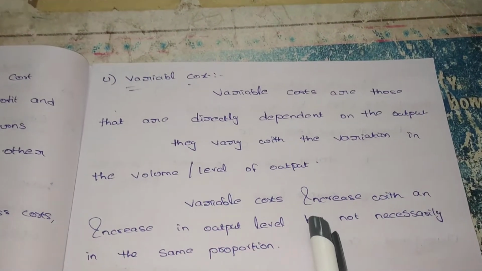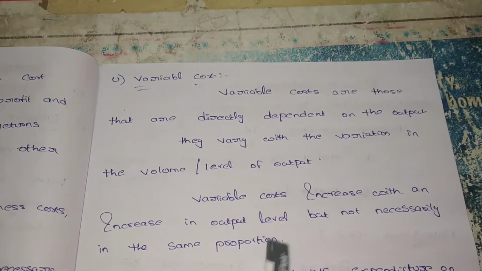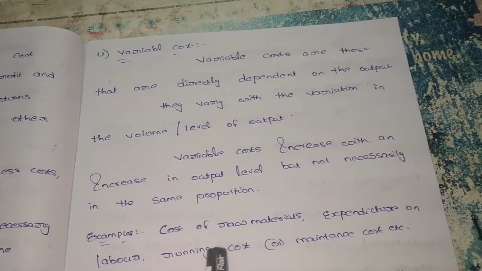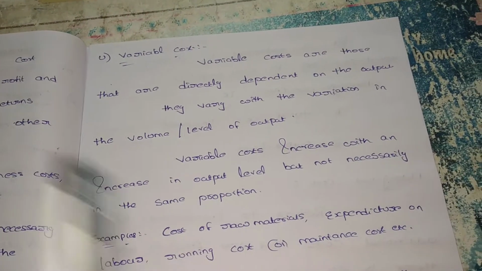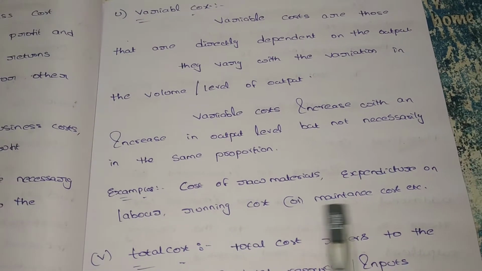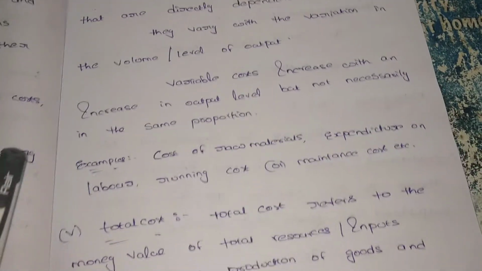Variable cost increases with an increase in output level. It increases only when there is an increase in output level, but not necessarily in the same proportion. We can't say it increases in equal proportion. Examples: cost of raw materials, expenditure on labor, running cost or maintenance, etc. These come under the variable cost.